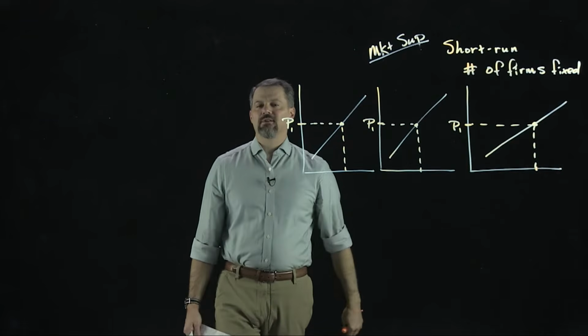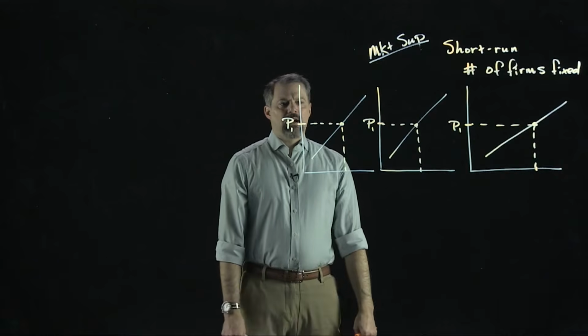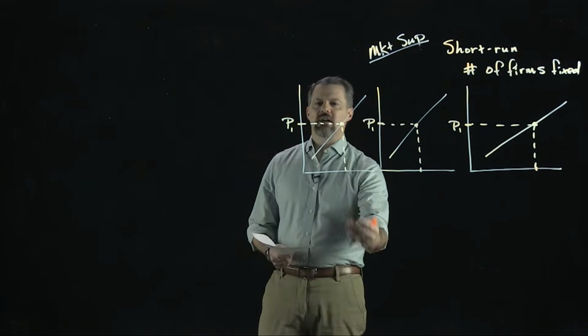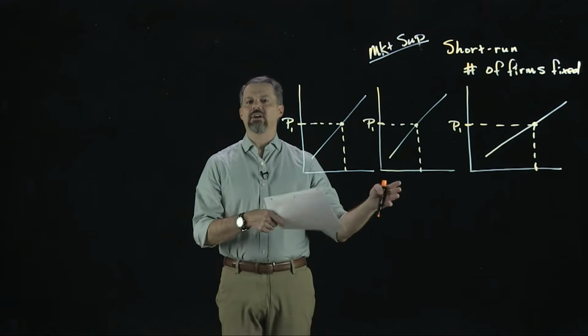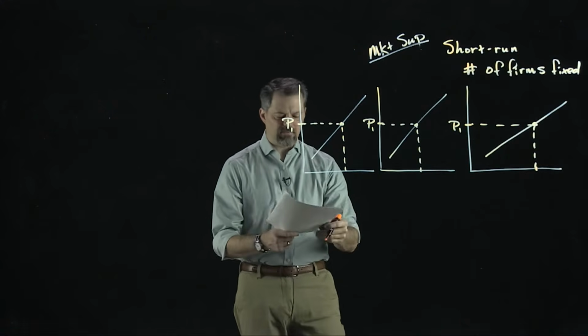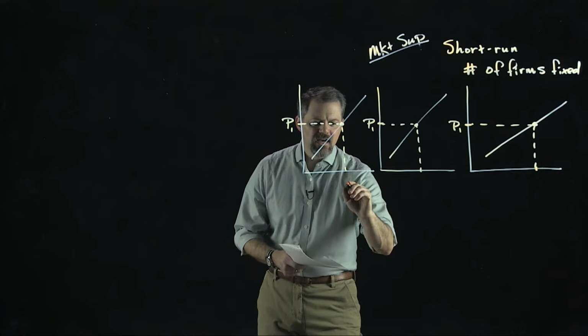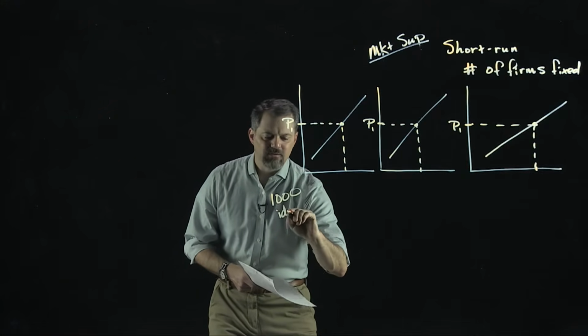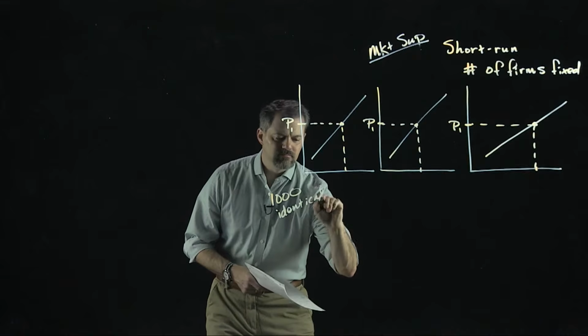If we assume that the firms are identical, then it becomes very easy because we can just draw one of the supply curves and then we know what every other firm's supply curve looks like. So let's make that assumption. Let's suppose we have 1,000 identical firms. Let's write that out here. 1,000 identical firms.